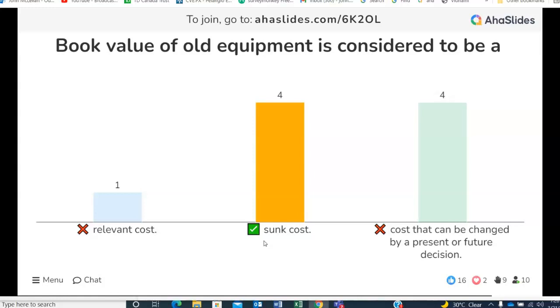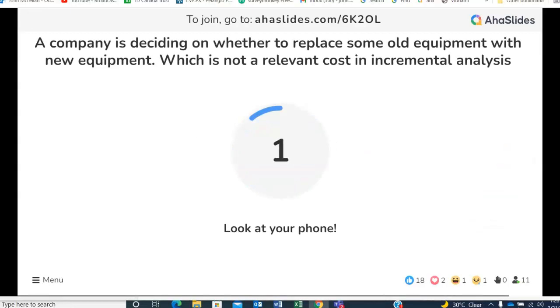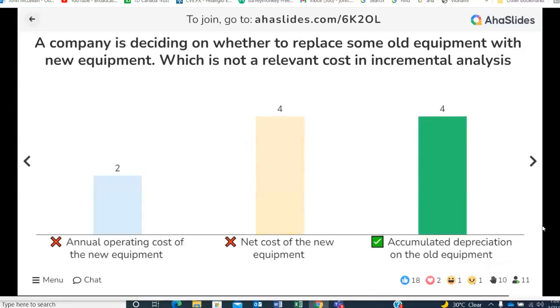No, it's not a cost that can be changed. It is a sunk cost. It's not relevant because it's historical. The only thing relevant is future cash inflows. It's not the net cost of the new equipment. It is not the annual operating costs. It is depreciation. Depreciation is history, and depreciation is not even a cost. It's an estimate of how much I've used up of the equipment.